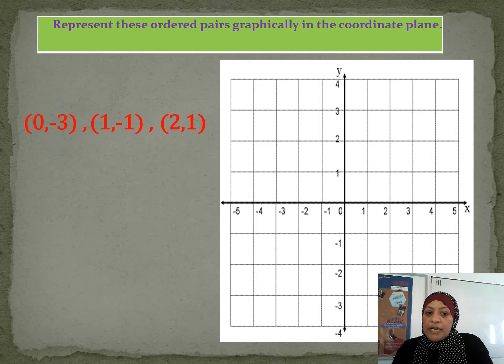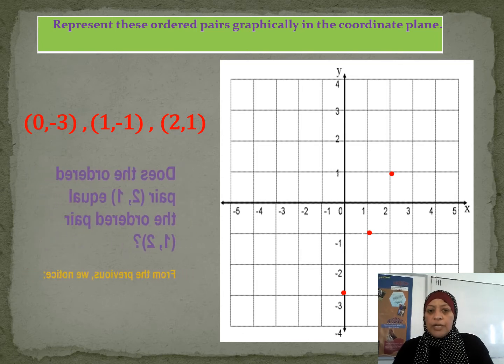How to represent the ordered pair? The first number, the first place, is for the x-axis. So 0 on the x-axis, negative 3 on the y-axis. I represent this ordered pair by a dot. As we see now, it's 0 and negative 3, 1 and negative 1, 2 and 1. Now I have represented the ordered pairs.